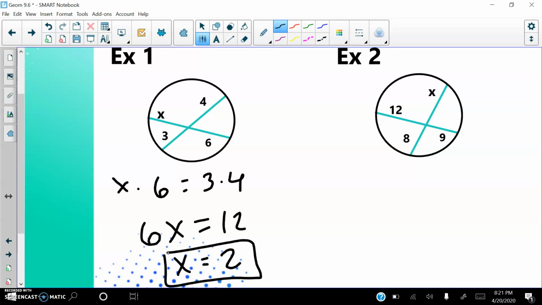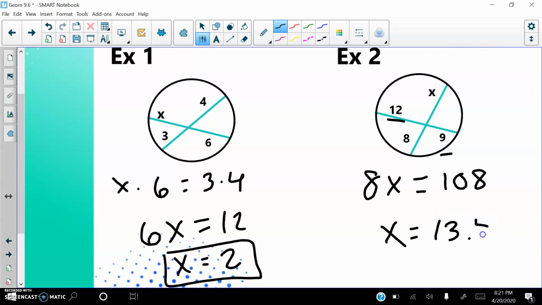If I do this, I have 8 times x, so 8x. And I'm going to just do 12 times 9. Quick maths is 108. And if I divide both sides by 8, I get x equals 13.5. And really, that's all there is to it.